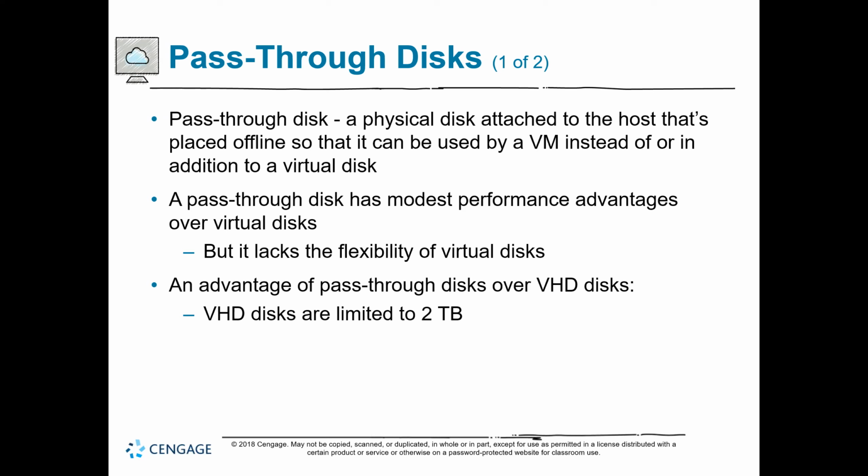Okay. A pass-through disk is a physical disk attached to the host that's placed offline so that it can be used by a VM instead of or in addition to a virtual disk. They have a modest performance advantage over virtual disks, but lack the flexibility of a virtual disk. The advantage is that VHD disks are limited to 2 terabytes, but if you use something like this, it can be much bigger.